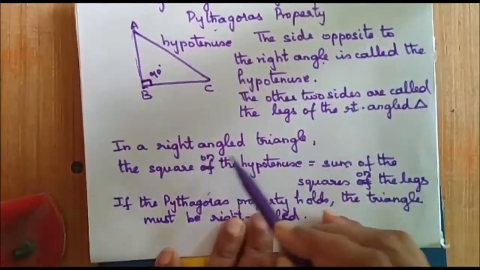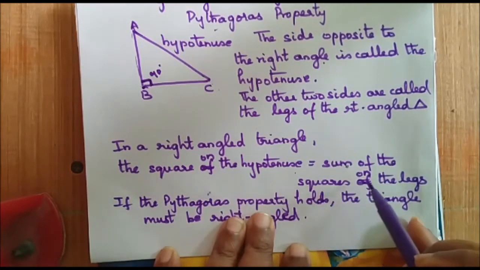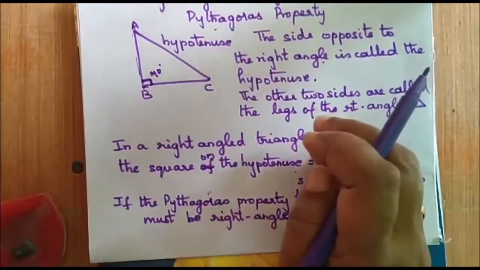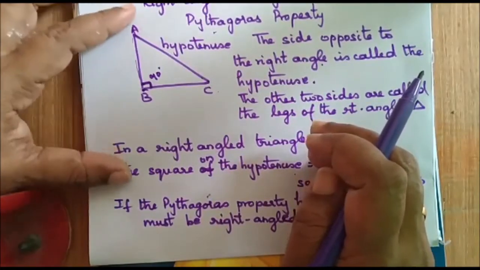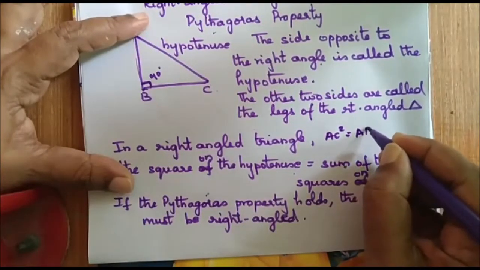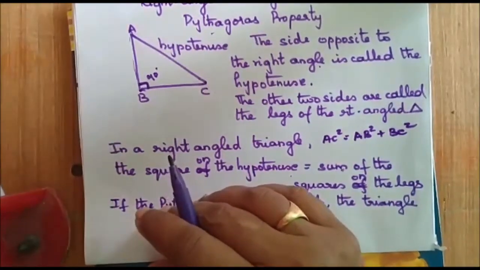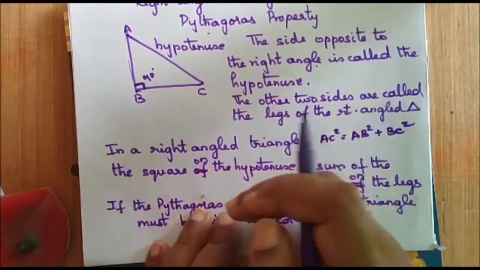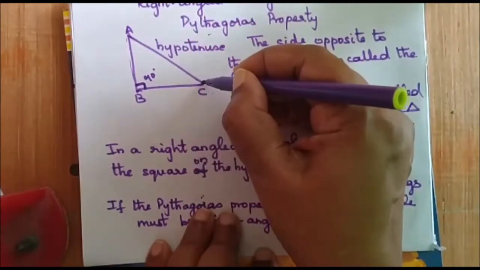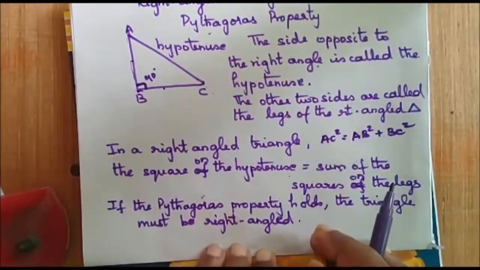Okay. So in a right angle triangle, the square on the hypotenuse is equal to the sum of the squares on the legs. Now this is the Pythagoras theorem. What does the Pythagoras theorem state? It says that AC squared is equal to AB squared plus BC squared. Okay, I hope you understood this. There are a lot of problems you will be getting based on this property. That is, the square of the length of this side AC is equal to the sum of the squares of these two lengths. Okay, so keep this in mind.